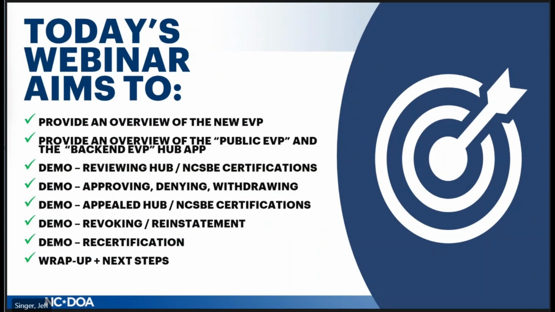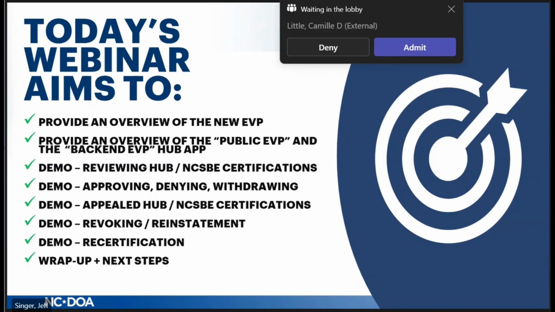Let's talk about what we want to accomplish today and the agenda of how we're going to go about it. We're going to start off with an overview of what we're calling the new eVP and the timeline of the process, what's happening, how that's all going to work, and how it's going to affect you in the Hub and NCSBE offices.